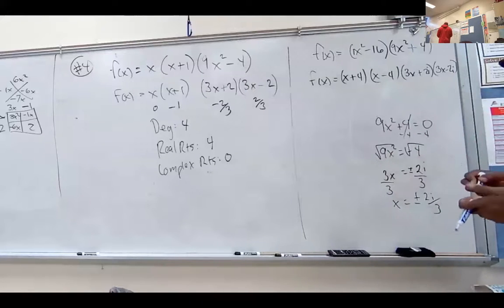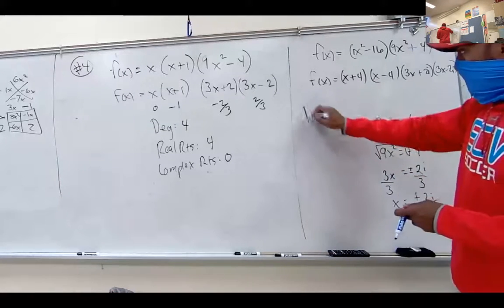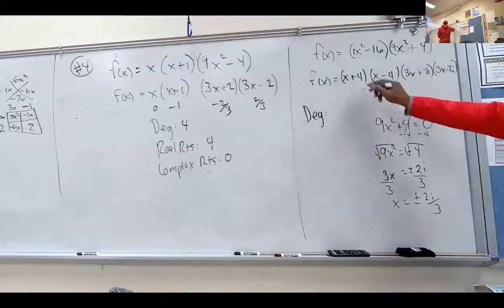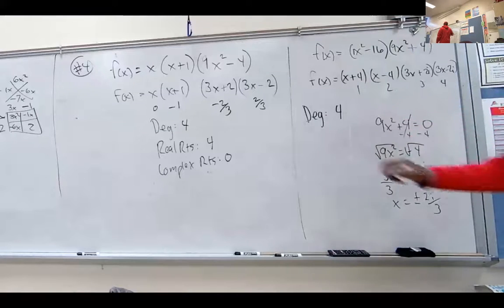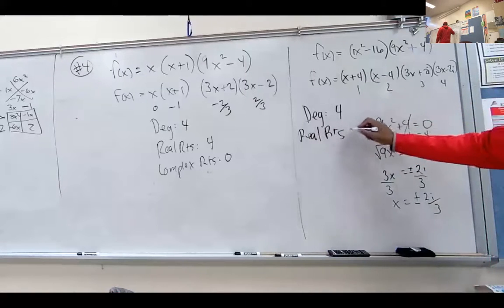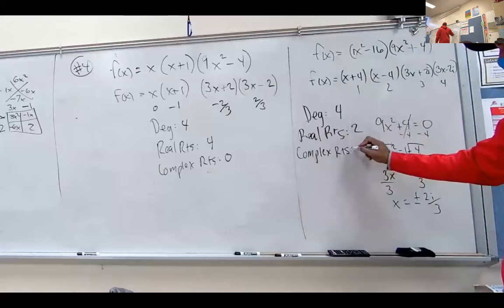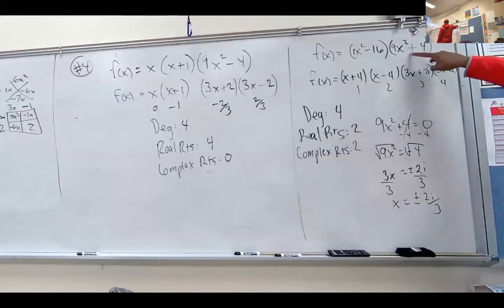So from that, first of all, what's the degree? How many total roots are there? 4. 1, 2, 3, 4. So the degree is 4. How many real roots? 2. 1 and 2, those are real. If it has an i, it's complex. Anytime you have imaginary numbers, those are your complex roots. So how many are there? 2. So when you have x squared plus some number, that's when you know you've got a complex root.